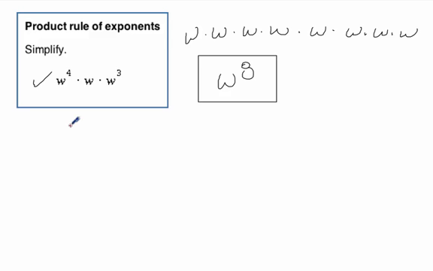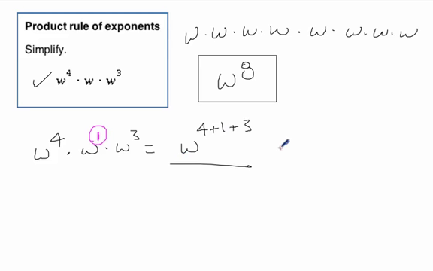Now the other method, to me, is much easier. W to the fourth times w to the third is the same thing as w to the 4 plus 1 plus 3. Make note that the exponent right here is in fact a secret invisible 1. So 4 plus 3 plus 1 is 8. We get the same answer, two methods. Have fun.